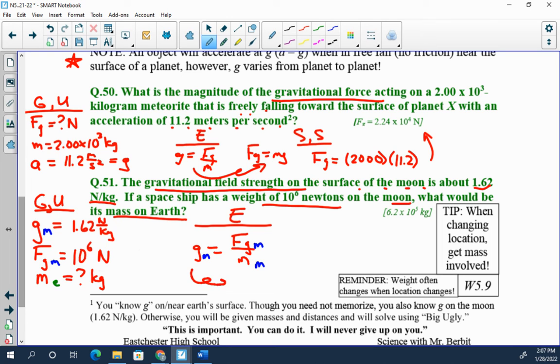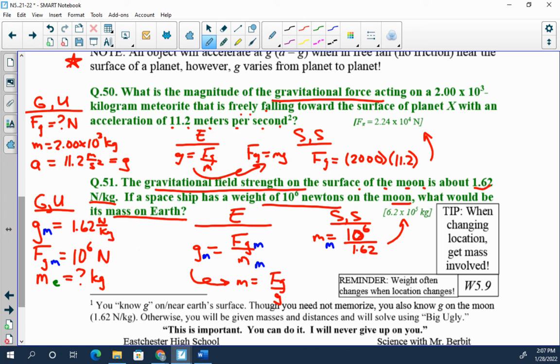Now we're trying to find mass. We do a rearrange: m equals Fg over g. And when we substitute and solve, m equals 10 to the 6 over 1.62, and you will get 6.2 times 10 to the 5th kilograms, noting that this gives you the mass on the moon.